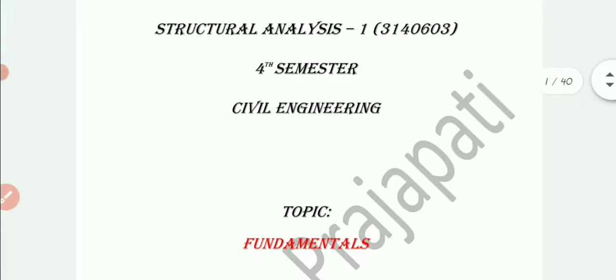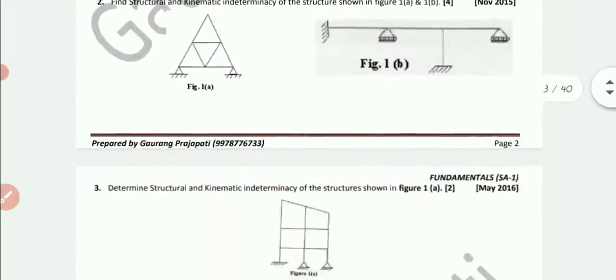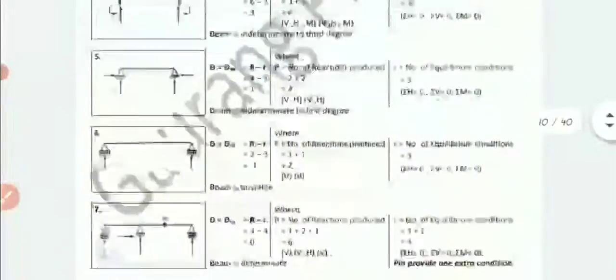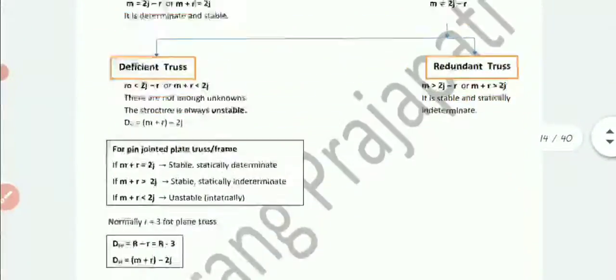In the previous videos, we have covered the examples of statistical indeterminacy of beam and plane truss. In this video, I am going to cover the topic of the chapter Fundamentals of the subject Structural Analysis 1, 4th semester civil engineering. Now in this video I am going to cover the examples regarding frame.